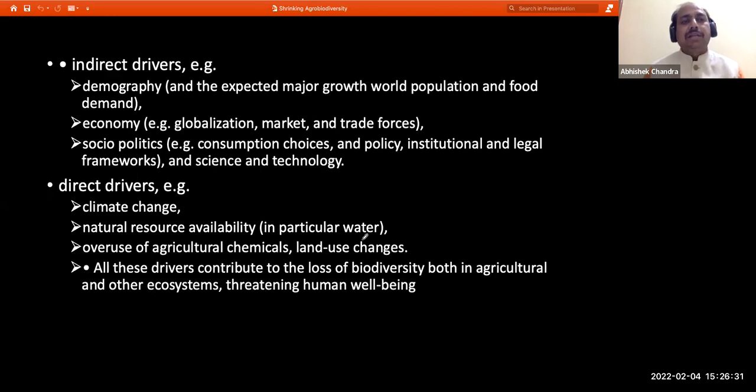You can see these are the indirect drivers: demography, economics, socio-politics. These are indirect, and they impact the entire area, not only particular things. The direct drivers are climate change, natural resource availability, overuse of agriculture and land use fragmentation. These drivers continue to cause the loss of biodiversity, both agricultural and agro-ecosystem, threatening human well-being. Keeping this view of direct and indirect drivers, we maintain the agro-biodiversity.